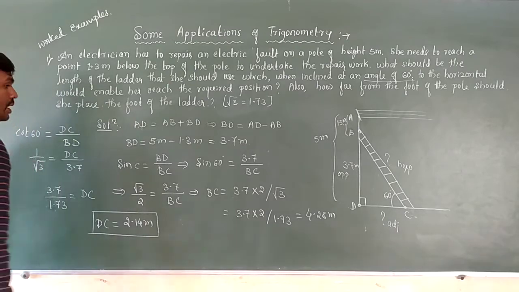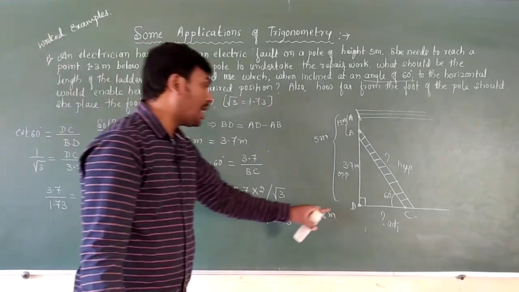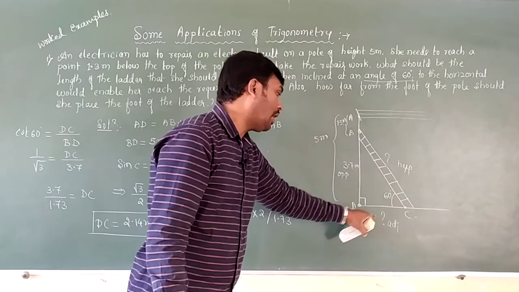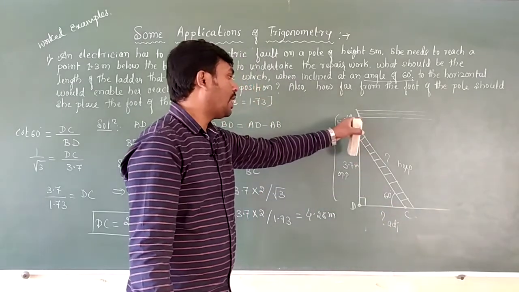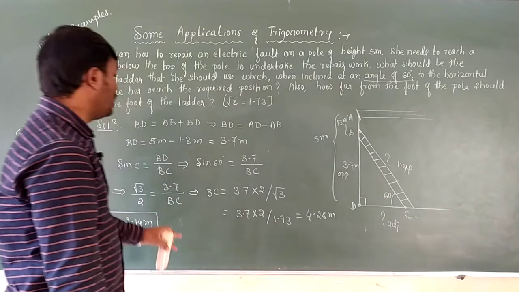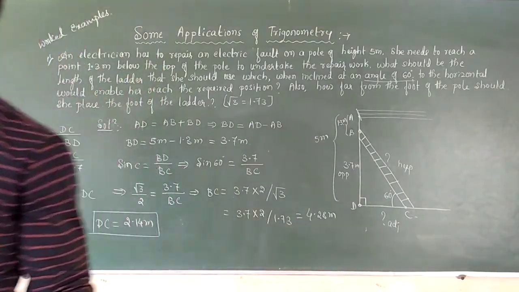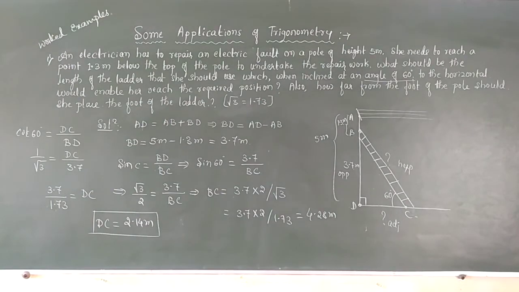So she has to keep the ladder at a distance of 2.14 meter away from the pole, and the length of the ladder should be 4.28 meter. This is how we can solve the problem, children, by using the basic knowledge we have learnt in the previous classes. Thank you.